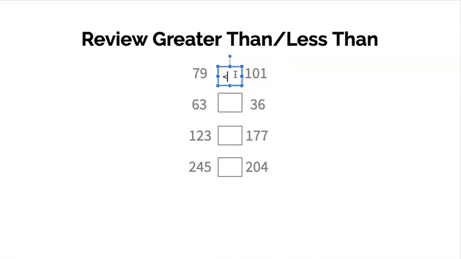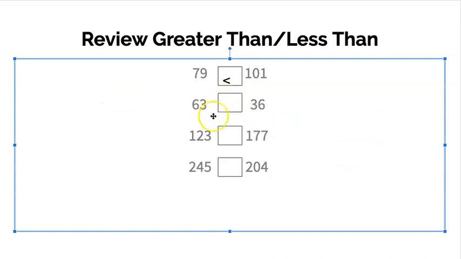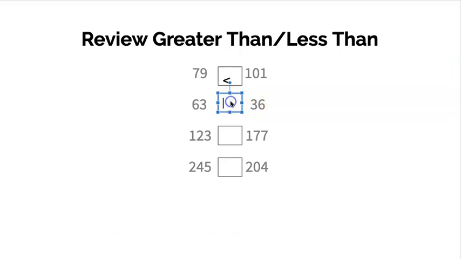So we're going to make the mouth a little bit bigger here. Alright, now we have 63 and 36. This one can be tricky, so you gotta look at your tens and your ones. We have a 6 in the tens column and a 3 in the tens column. So just looking at the tens column, is a 6 bigger or a 3 bigger? Yep, it would be 6.